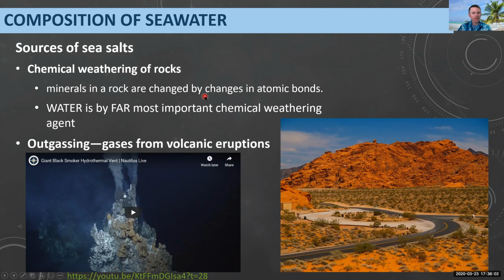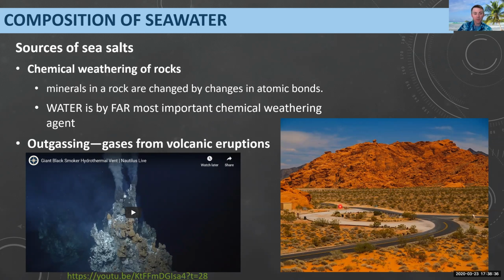So anyways, water is by far the most important chemical weathering agent. That's the thing that weathers the rocks the most. We talked about rusting earlier this year as one of the examples of chemical weathering. But chemical weathering also happens on the seashore when ocean waves hit and smash up against rocks and break down those atomic bonds. So chemical weathering is one way we can get salts in the ocean.